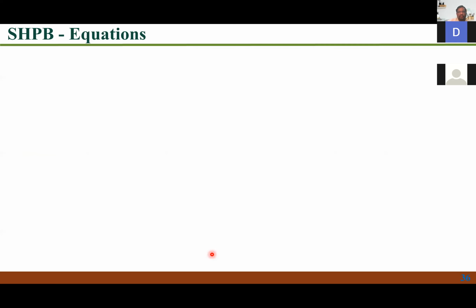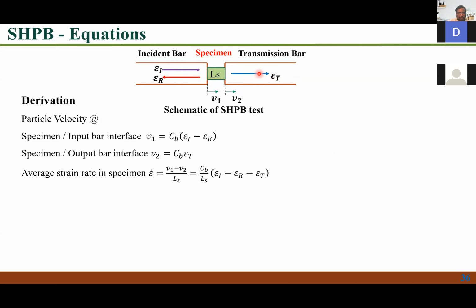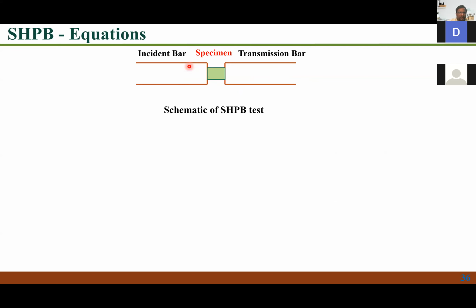Now this is what we really do here. If you look at the incident bar and transmission bar, and your specimen is here, I measure the strain from the incident stress pulse, and then from the reflected stress pulse I get the reflected strain, and some of it travels through the transmission bar. That strain I also measure, right? So if you look at the interfaces of the specimen with the incident bar and the transmission bar, we have seen this, I'll go back.